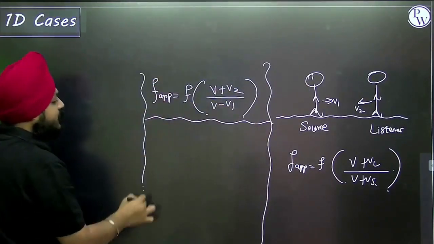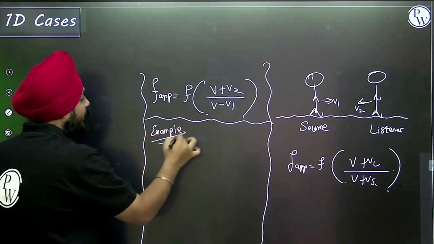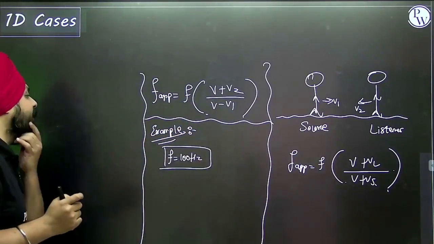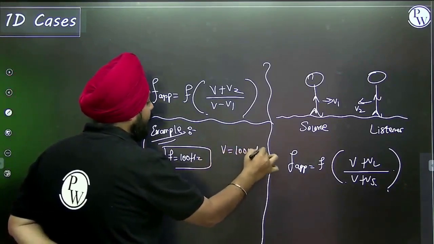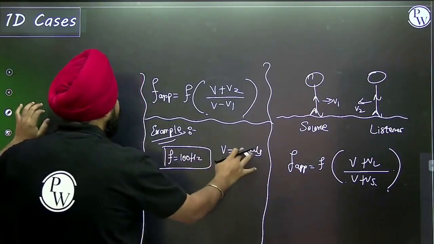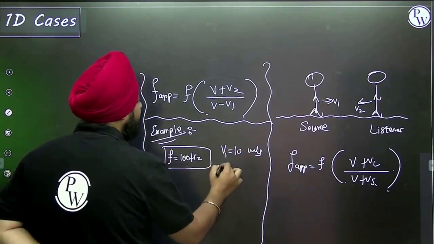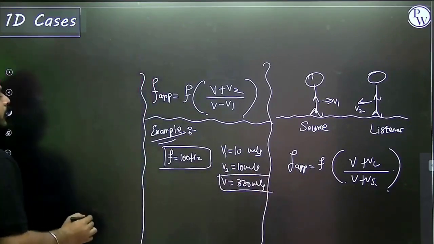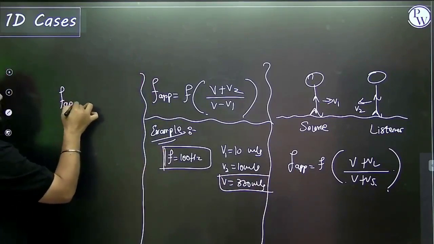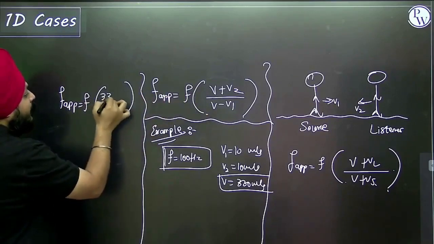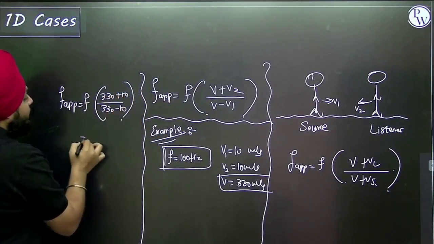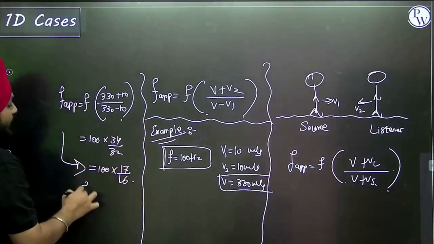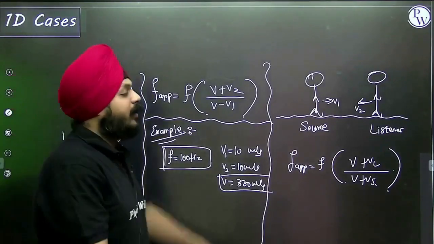Suppose we take an example to understand this situation. The frequency of the sound emitted is 100 hertz. Let's take 10 meter per second: they both are moving with the velocity of 10 meter per second, that is V1 and V2 both are 10. V in air is 330 meter per second. Using this formula, 330 plus 10 and 330 minus 10, it will be 100 into 34 by 32, that is 100 into 17 by 16. You can see F apparent is greater than F. Why? They are moving nearer to each other.